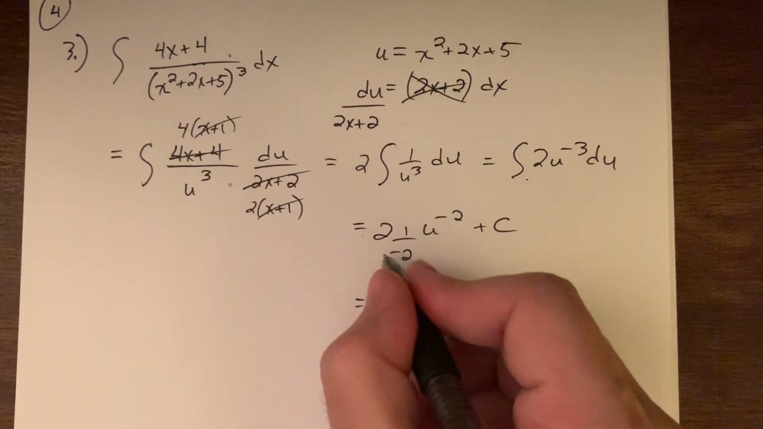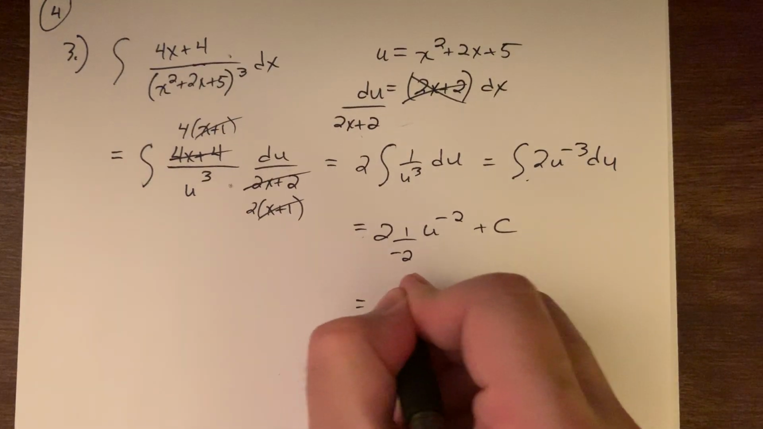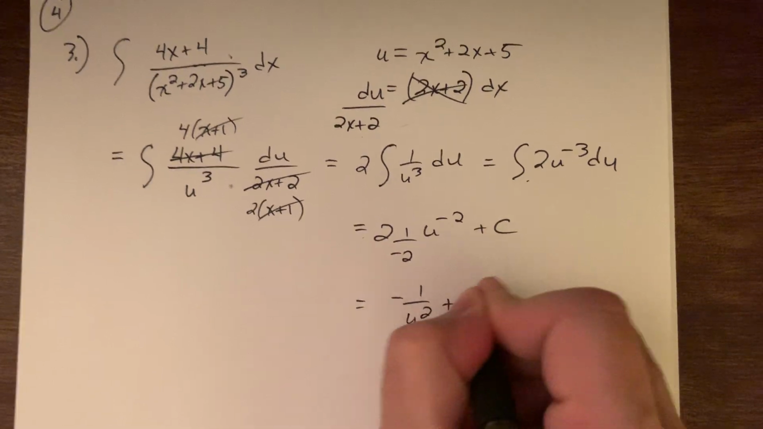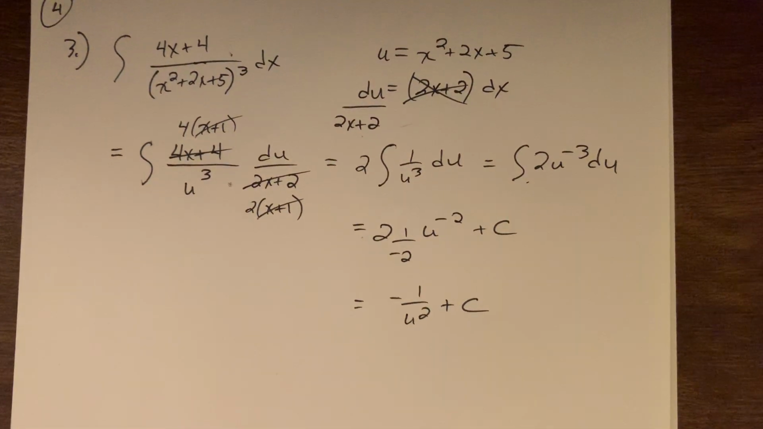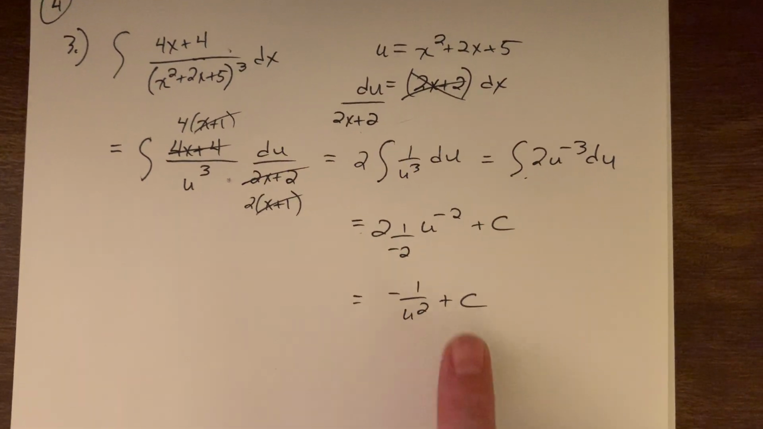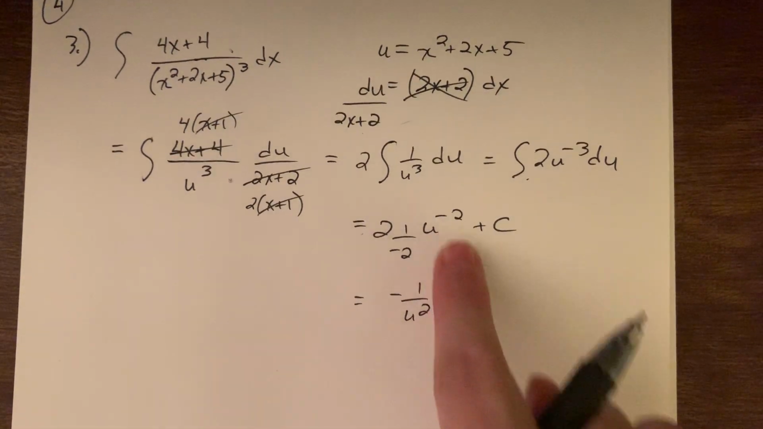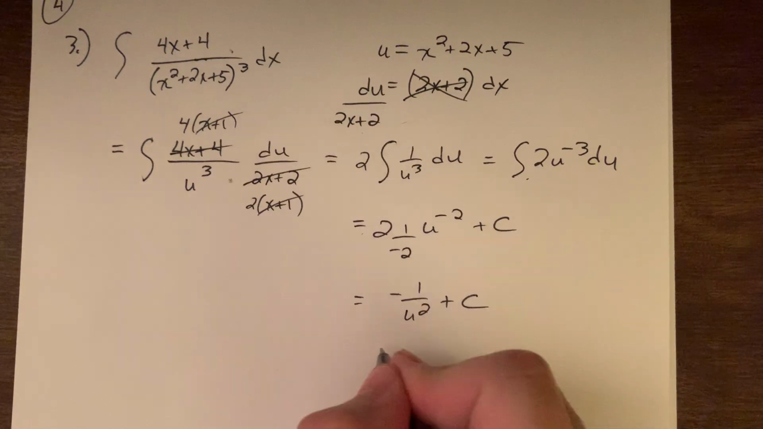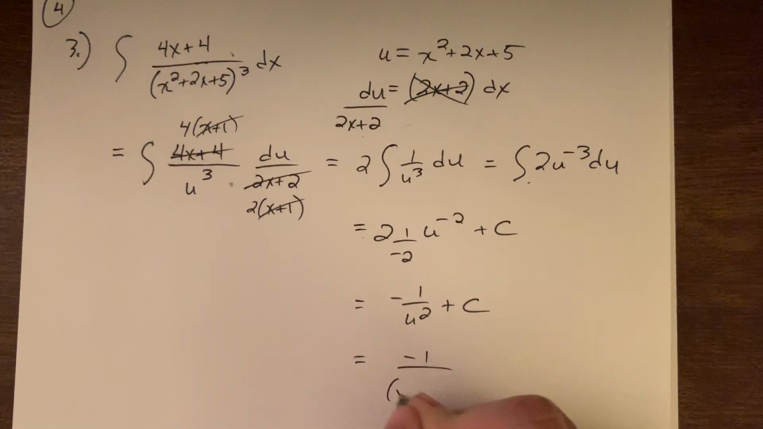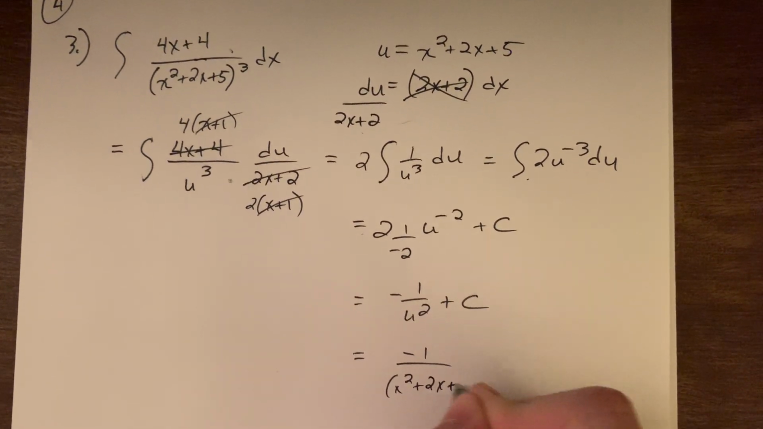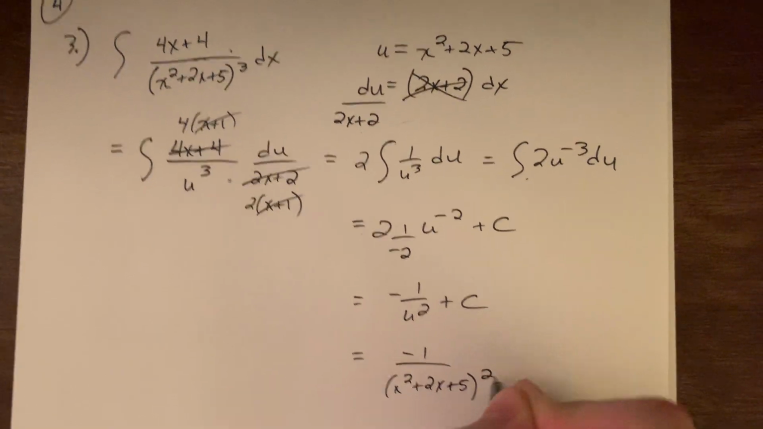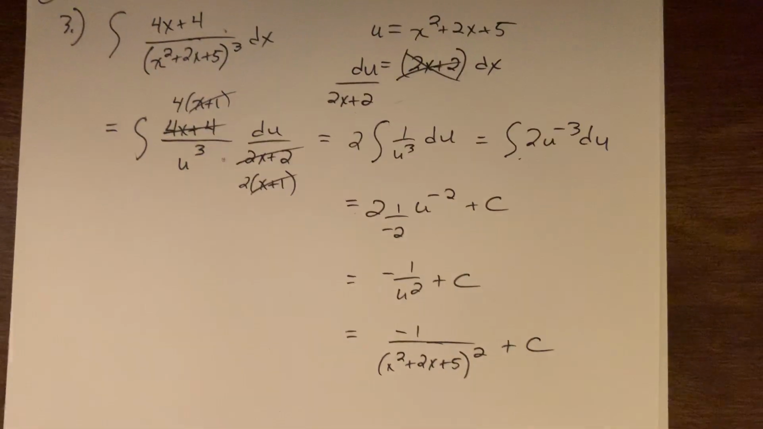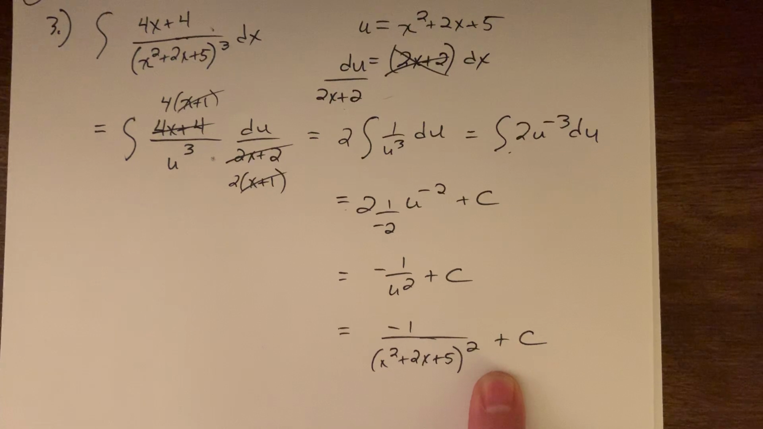Do you leave this minus u to the negative 2? Do you make it a minus 1 over u squared? You know, all that's just little simplifying. That doesn't matter. The big thing that this has left, here or here, is to back sub for u. So in this form, I would be getting minus 1 over x squared plus 2x plus 5 squared plus c. That would be my final answer.